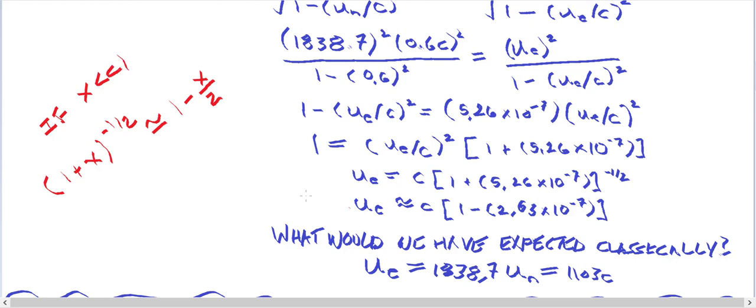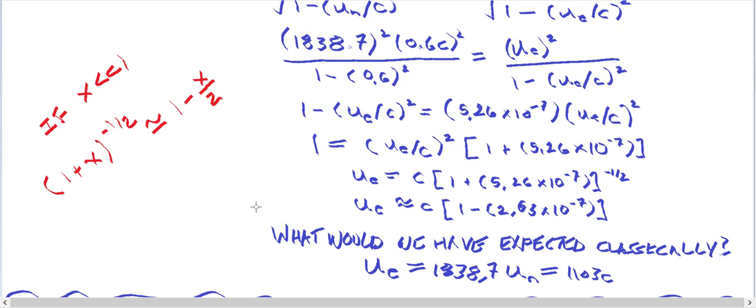So this gives us the following statement: the speed of the electron before the collision was the speed of light times the quantity 1 minus 2.63 times 10 to the minus 7. Note that this is very, very close to c, but as it must be, it's less than c.